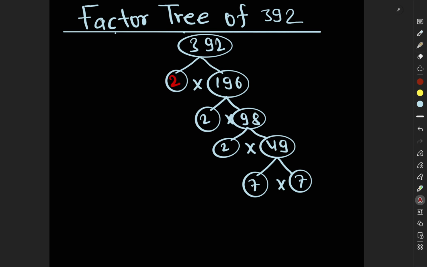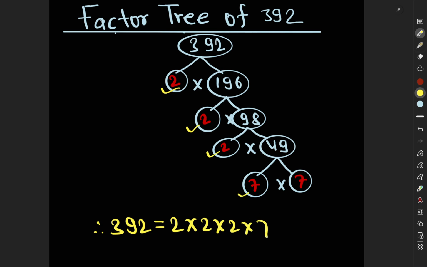So the prime numbers here are 2, 2, 2, 7 and this 7. So we can write 392 is equal to the product of all these prime numbers, that is 2, this 2, this 2, this 7 and this 7.